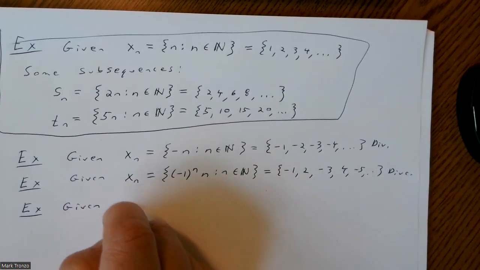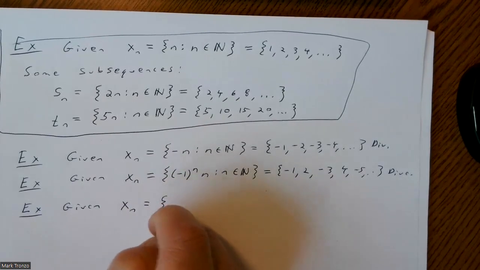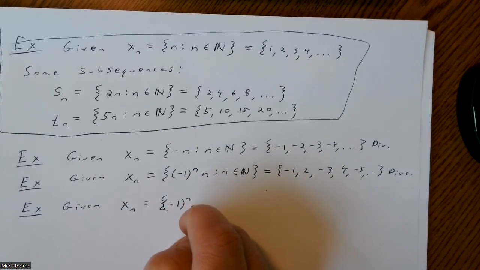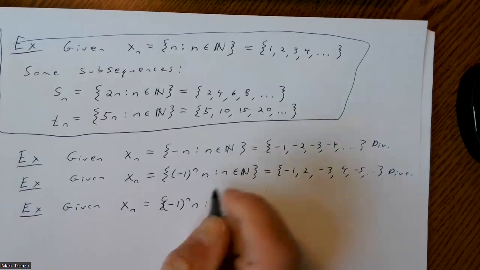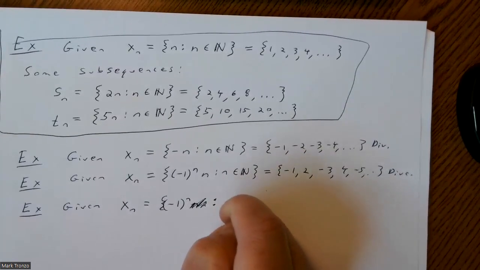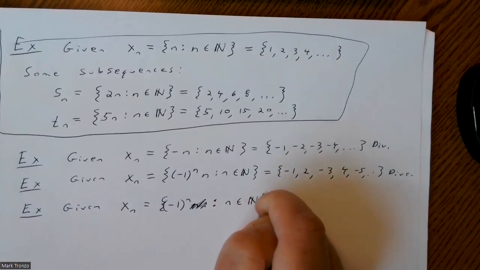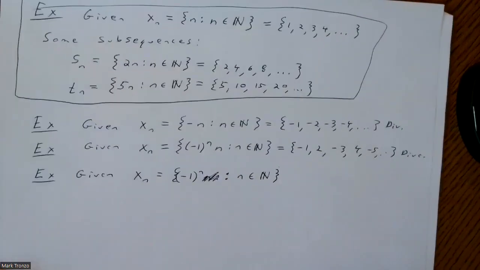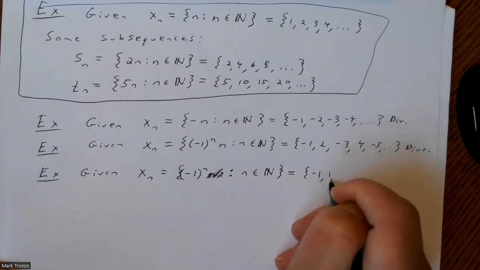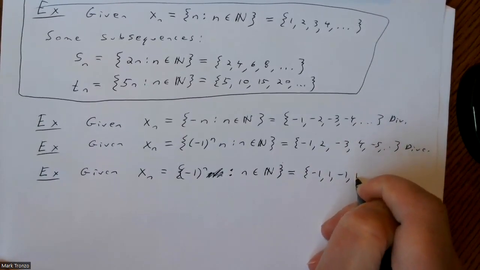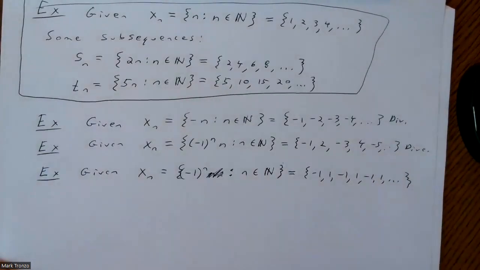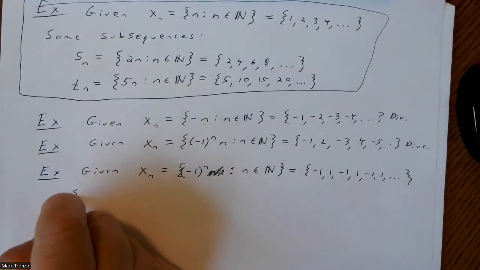And then this one here, given x in ℕ, this time we can just use the (-1)^n part. Excuse me, I didn't want to do that. You can excuse my mess there. So this is going to be -1, 1, -1, 1, -1, 1, like this. And then you can see subsequences.